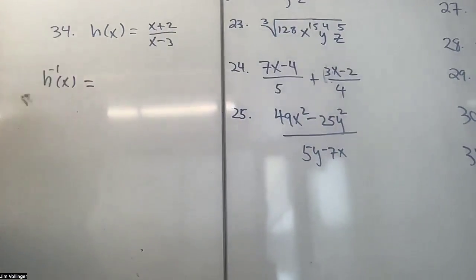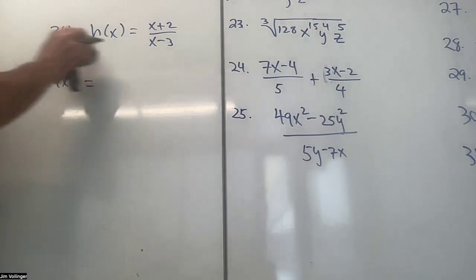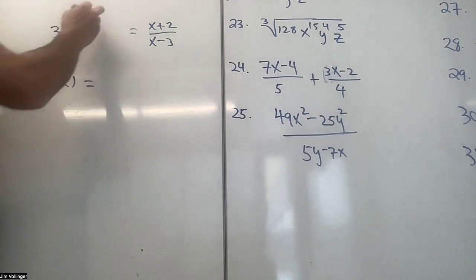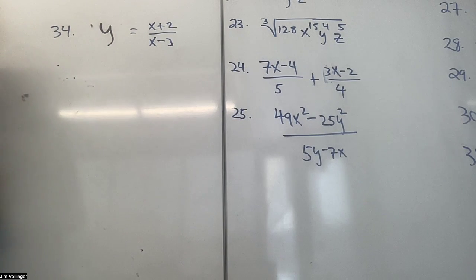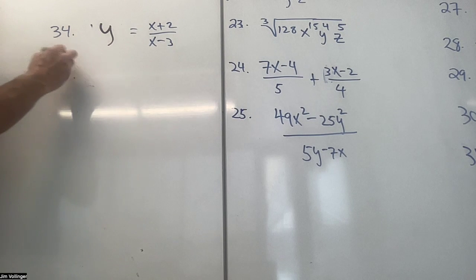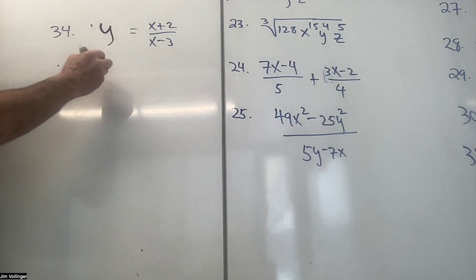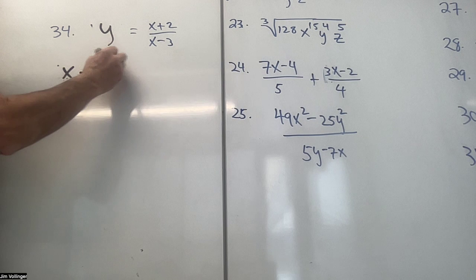Number 34. This is a tough question. I wouldn't expect anyone in the room to get this at this stage. But h of x is just another way of saying y. We're going to have to go old school. How do you find the inverse? You change the x's and the y's. And in this case, y becomes x, and x becomes y.